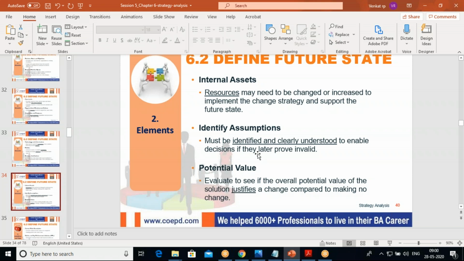We have business goals and objectives, we have scope of solution space, then we have constraints. Okay, and then we will have organization structure and culture, then capabilities and processes, technology and infrastructure, policies, business architecture, internal assets. Then we identify assumptions and potential value. So we have to understand these elements of the future state, how we are going to make this is defined through these elements.